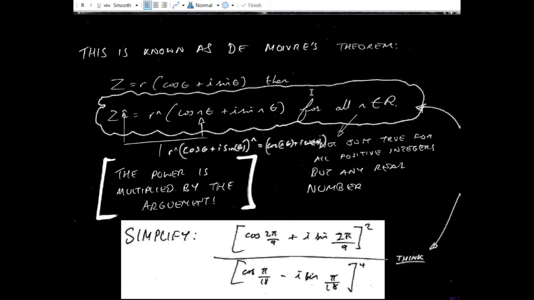We're going to use it. We're going to look at a problem that utilizes de Moivre's theorem. It pretty much says that z to the power n is equal to r^n (cos nθ + i sin nθ). Now, this is the question that we're going to tackle. Simplify (cos 2π/9 + i sin 2π/9) to the power 2, and here it's to the power 4. I want you to think about this, and we'll come and tackle this in the next video.